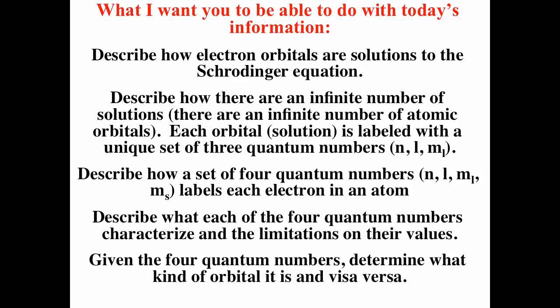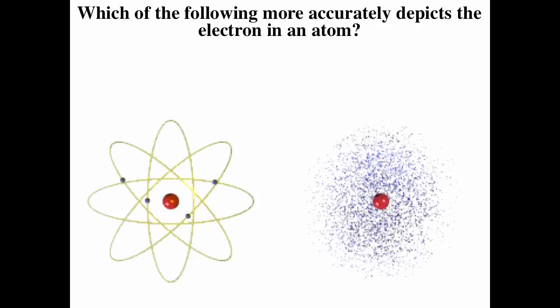And so each electron in an atom has a unique set of four quantum numbers, n, l, m sub l, and m sub s. You should be able to describe what each of the four quantum numbers characterize and the limitations of their values. Given the four quantum numbers, you should be able to determine what kind of orbital it is, and given an orbital, you should be able to determine what the corresponding quantum numbers are.